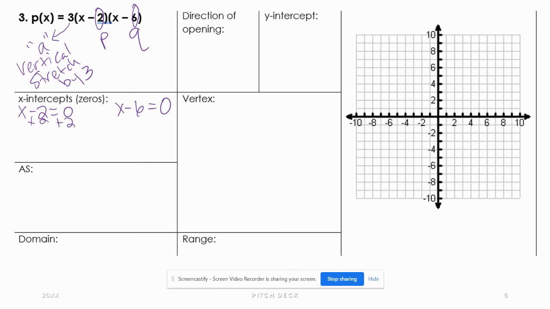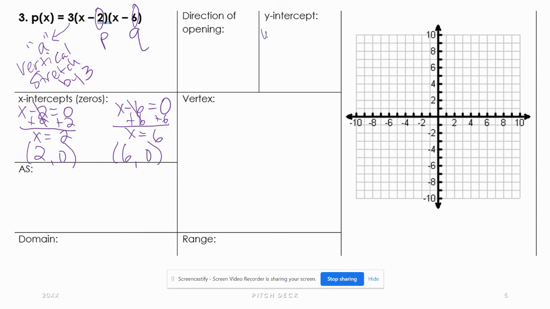Add 2 to both sides. X is equal to 2. So that x-intercept is 2, 0. Add 6 to both sides. X is equal to 6. And that x-intercept is 6, 0.